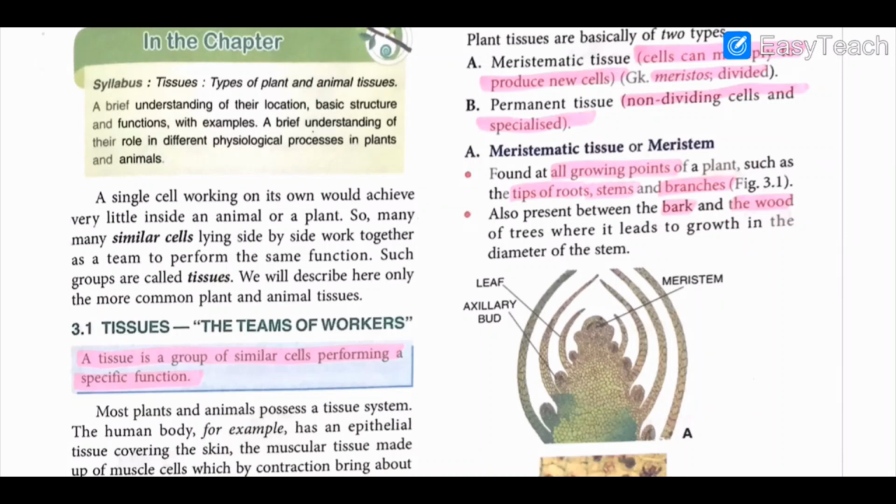Why? Because a group of similar cells performing a specific function come together to form a tissue. Then similar tissues come together to form organs. Then different organs come together to form organ systems, and different organ systems come together to form an organism. And that organism is you, me, and anyone we see around us.